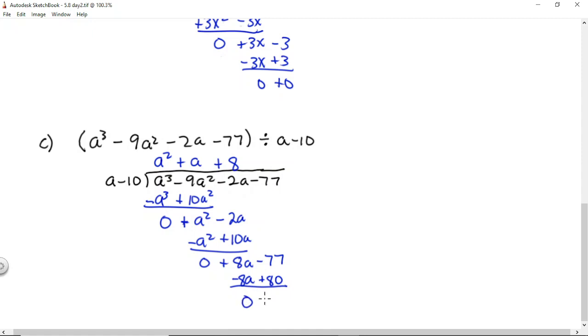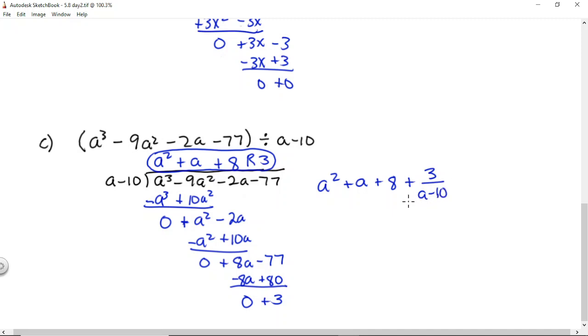And now adding vertically, we get 0 plus 3. So there's nothing left to bring down, so we're done. 3 is our remainder. That's the answer. And we can also write that a squared plus a plus 8, and then plus a fraction, which has that remainder on top, and on the bottom has a minus 10. And that's it. That's the other way of writing it.